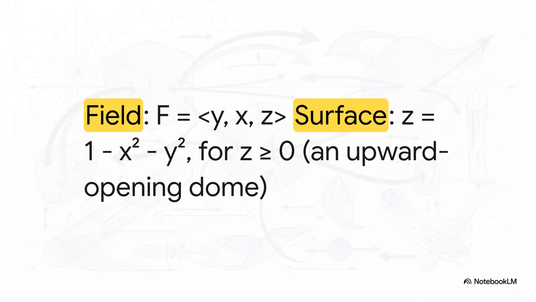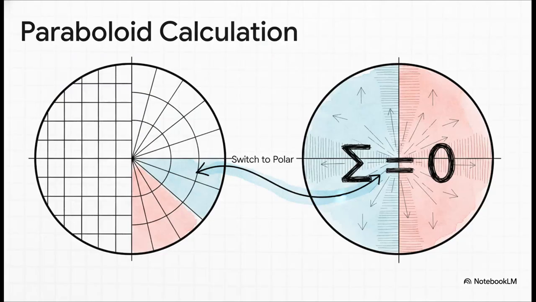All right, we've done a flat disk, we've done a perfect sphere. For our final challenge, let's tackle a surface that's a bit more interesting. We're going to find the flux of the field F equals y, x, z through a paraboloid, which is basically a little dome shape. Okay, the strategy here is everything. We start by parametrizing the surface as a graph. We find our normal vector, we do the dot product, and we get this expression, 4xy plus 1 minus x squared minus y squared.